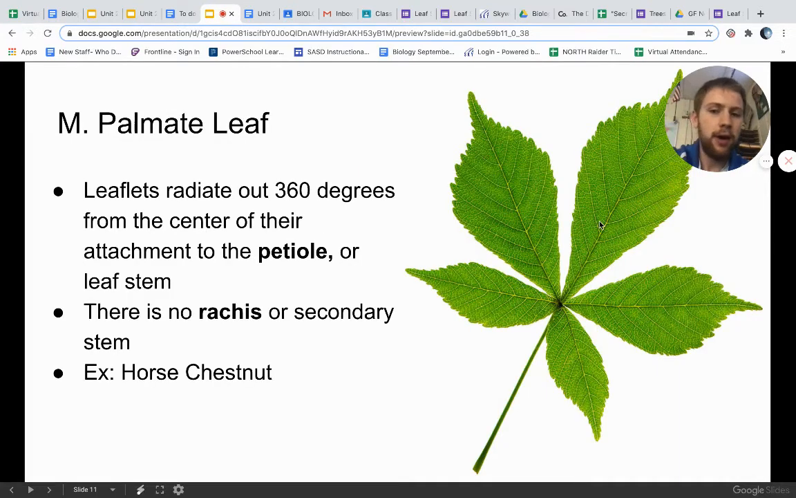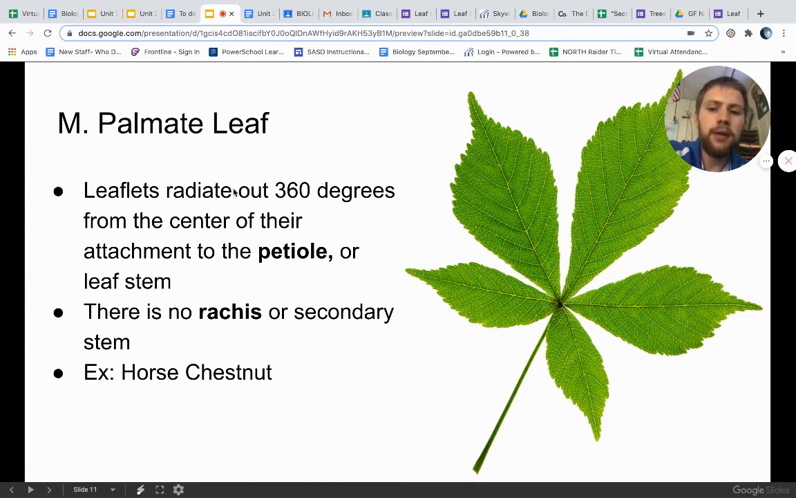And lastly, palmate leaves. So as you've probably seen, leaf identification is pretty difficult. There's a lot to keep in mind. That's why I'm not going to so much quiz you on what species of tree this is, but what type of leaf structure it has. This would be palmate, a palmate leaf.